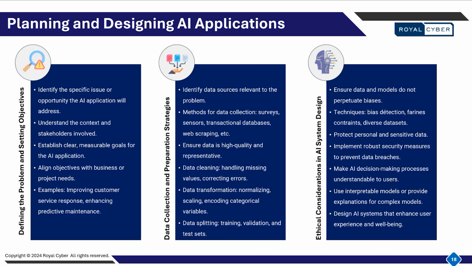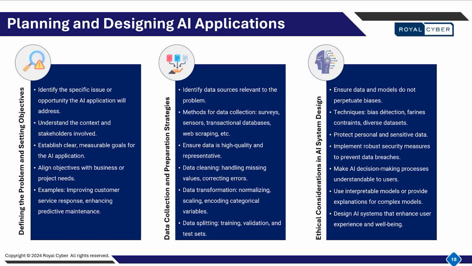The data preparation phase includes several tasks: cleaning the data to handle missing values and correct errors, transforming it by normalizing, scaling, or encoding categorical variables, and finally splitting into training, validation, and test sets. Each of these steps is vital for building a reliable AI model.